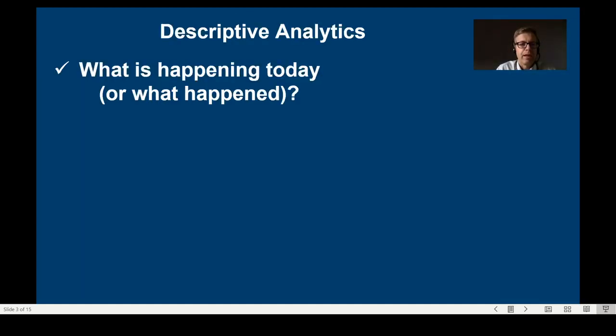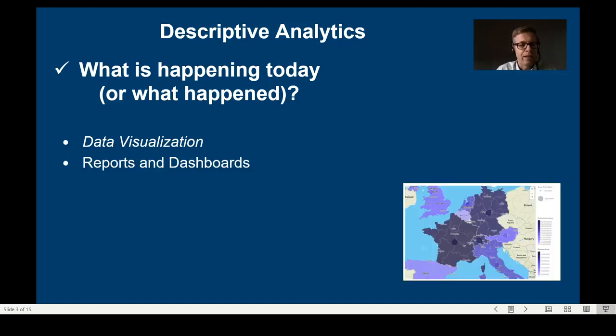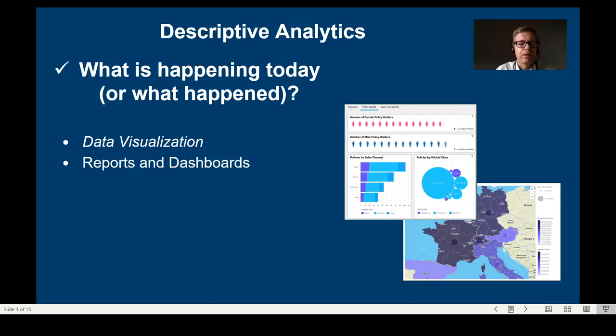Descriptive. As I said, this describes what is happening today with my business or what had happened with my business. It's related to data visualization. We do reports, we do dashboards to do descriptive analytics, and we can do very nice dashboards or reports, even with maps, that describe my data. So I'm able to understand better my data by doing these dashboards or reports.